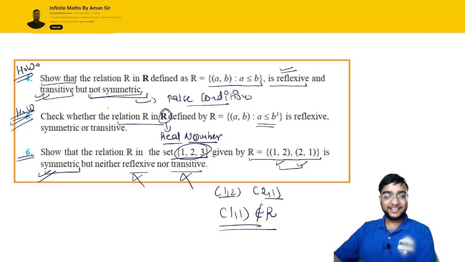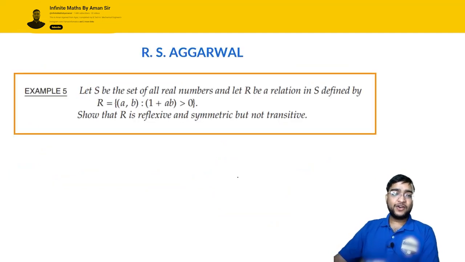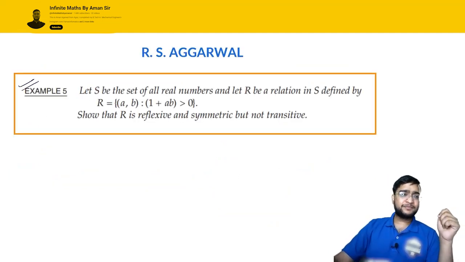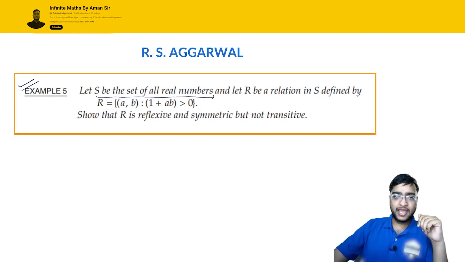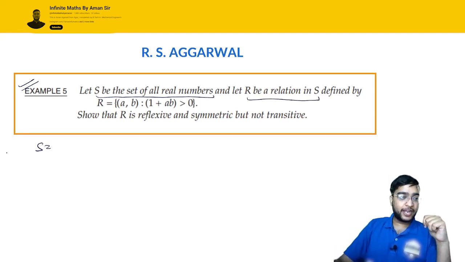Okay, something very interesting. Let's try this example, which is a very easy example. Let S be the set of all real numbers, and R be a relation on S. Basically S is my universal set, and I'm taking all the elements in the set S only.